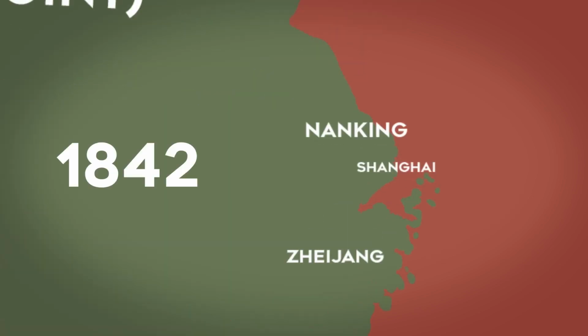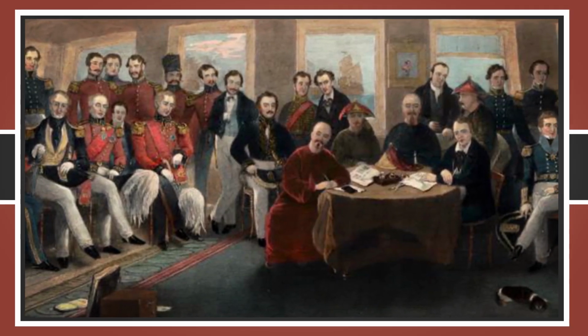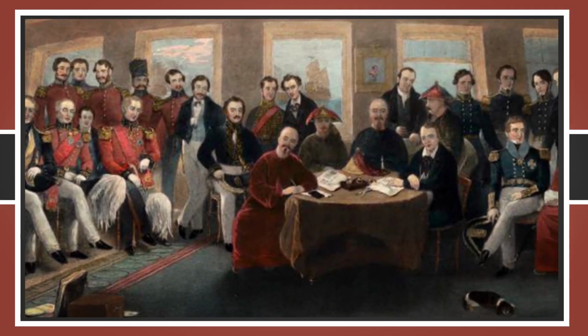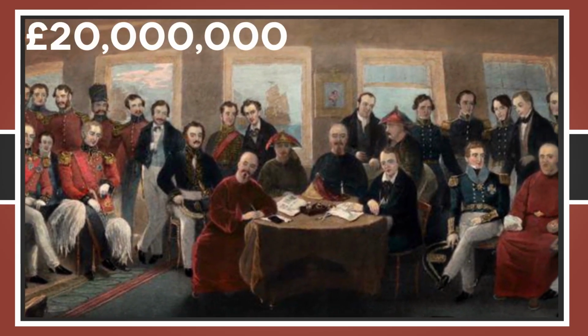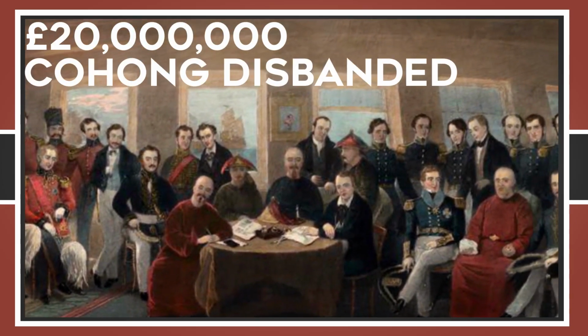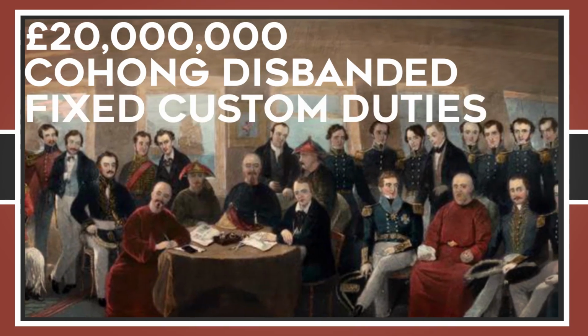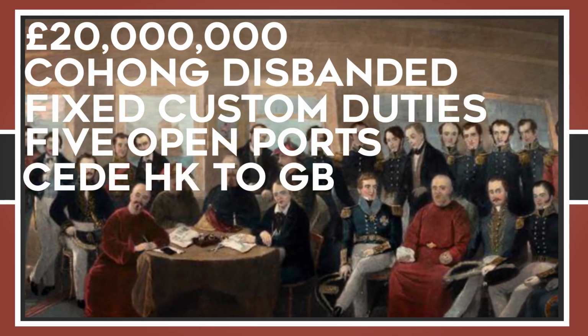The fleet continued up north and in 1842 had captured Zapu and Shanghai. The final large-scale offensive of the war resulted in the British taking over the city of Zhejiang and opening the road to Nanking. The Chinese finally realised they were defeated, and the new peace terms were laid out and agreed upon. The Chinese would pay the British £20 million as compensation, they would end the Cohong monopoly, adhere to fixed custom duties, open 5 ports and cede Hong Kong to Great Britain.